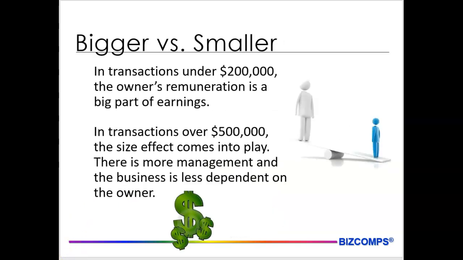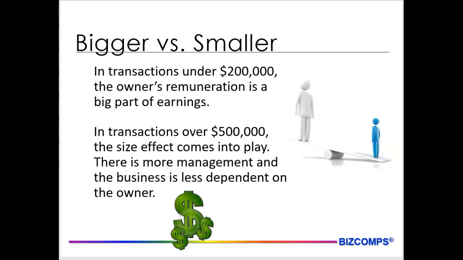Another important marker in the sale of a business is its size, bigger versus smaller. For Main Street transactions, most of the transactions are under $200,000, and the owner remuneration, or their salary or benefits, is a big part of those earnings. Therefore, basically at that level, people are buying themselves a job, which is what I used to tell people when they asked what I do. I told them I help people buy themselves a job.